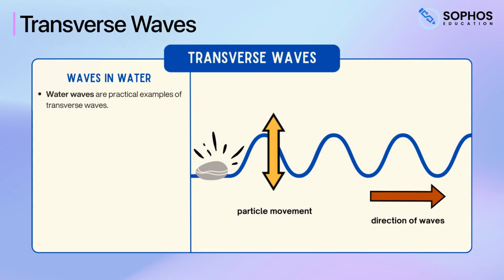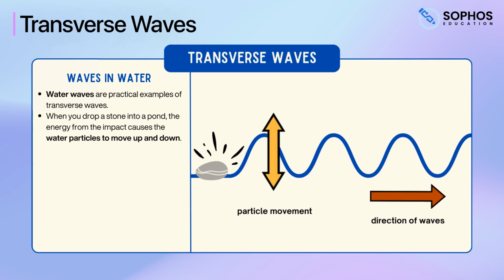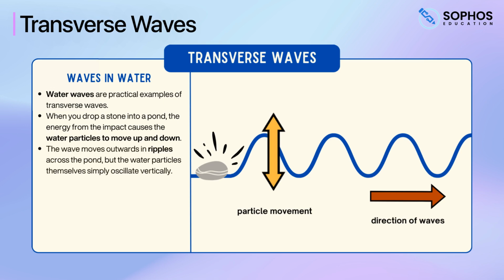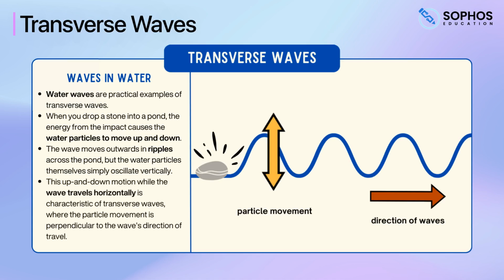Water waves are a practical example of transverse waves. When you drop a stone into a pond, the energy from the impact causes the water particles to move up and down. The wave moves outward in ripples across the pond, but the water particles themselves simply oscillate vertically. This up and down motion while the wave travels horizontally is characteristic of transverse waves, where the particle movement is perpendicular to the wave's direction of travel.